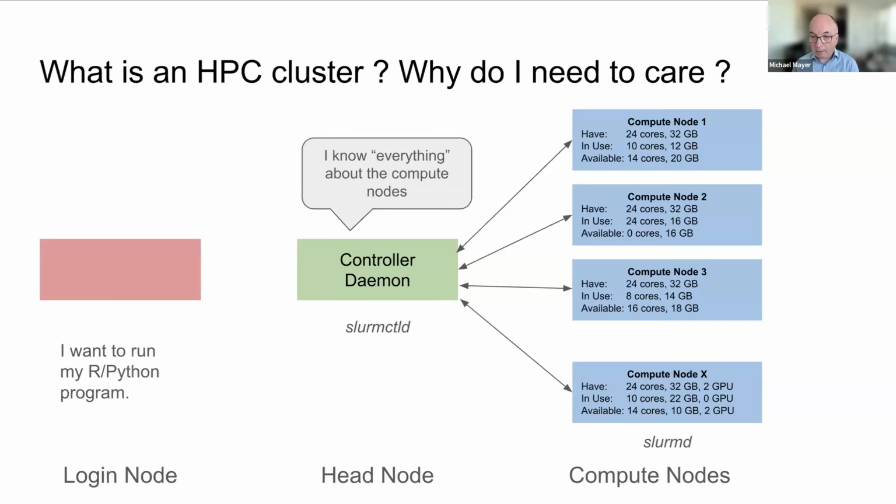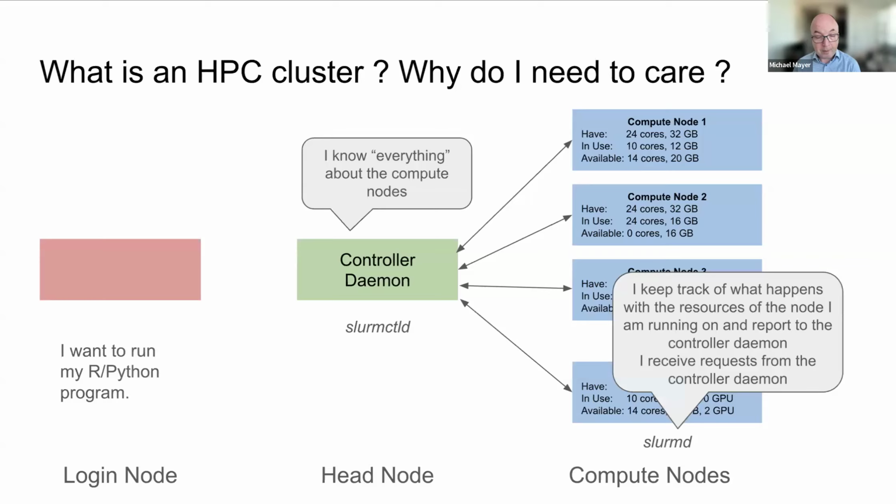Then the others, this is just an example here. And this controller daemon on the head node keeps track of which compute node has which resources available and is running which jobs. So this is the thing on the head node. On the compute node side, well, now you as a data scientist are still sitting on the login node and want to run your R program.